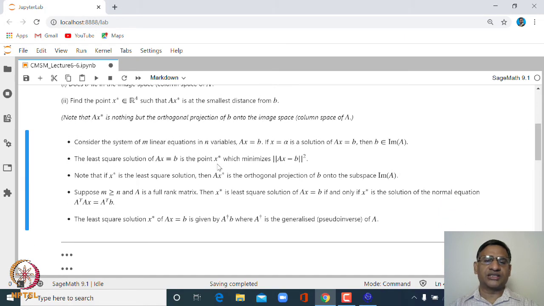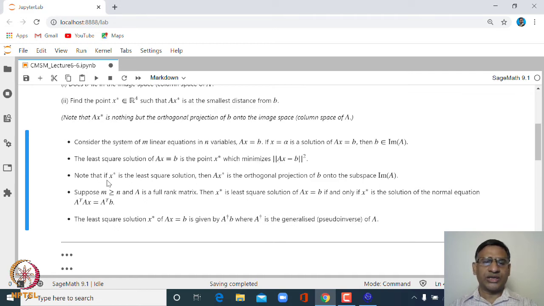In this case we have a system of m linear equations in n variables, and let us say that is Ax = B. If x = alpha is a solution of Ax = B, then B lies in the image space of A, right. And the least square solution of Ax = B is x star, which minimizes the distance of Ax from B for all x. This is the minimization problem. That is how we have seen the solution to this problem in calculus.